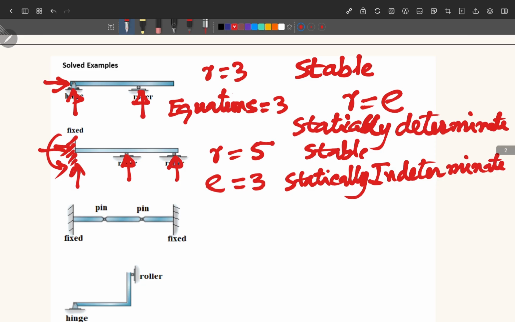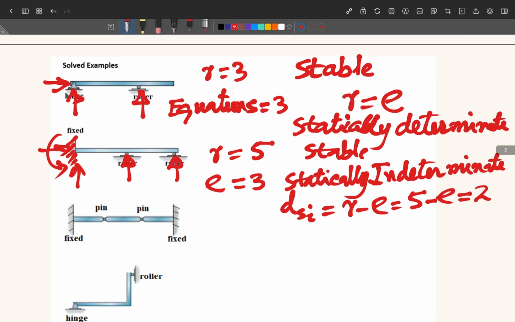And when it is statically indeterminate, we also have to find the degree of static indeterminacy, which can be calculated as R minus E. So reactions are 5, equations are 3. So the degree of static indeterminacy is equal to 2. So this way we have solved the second question also.